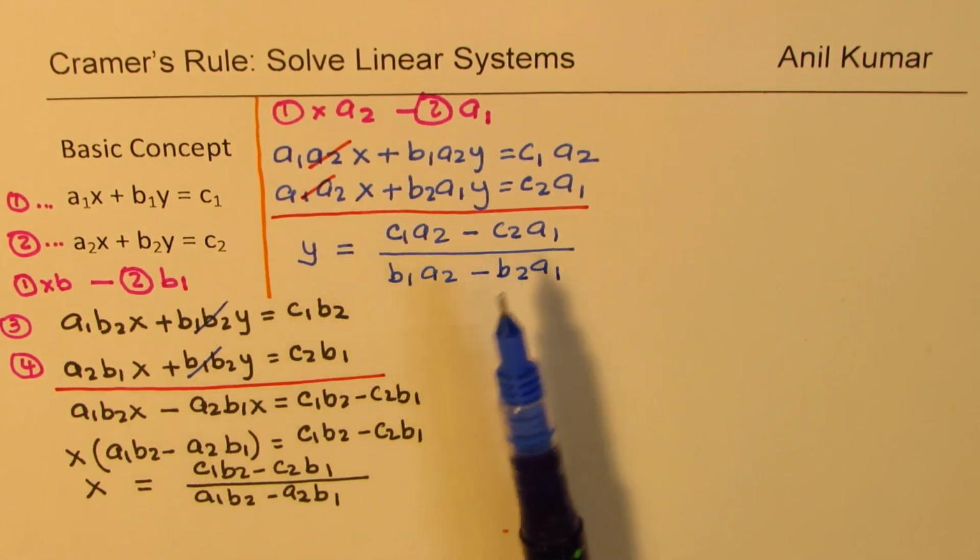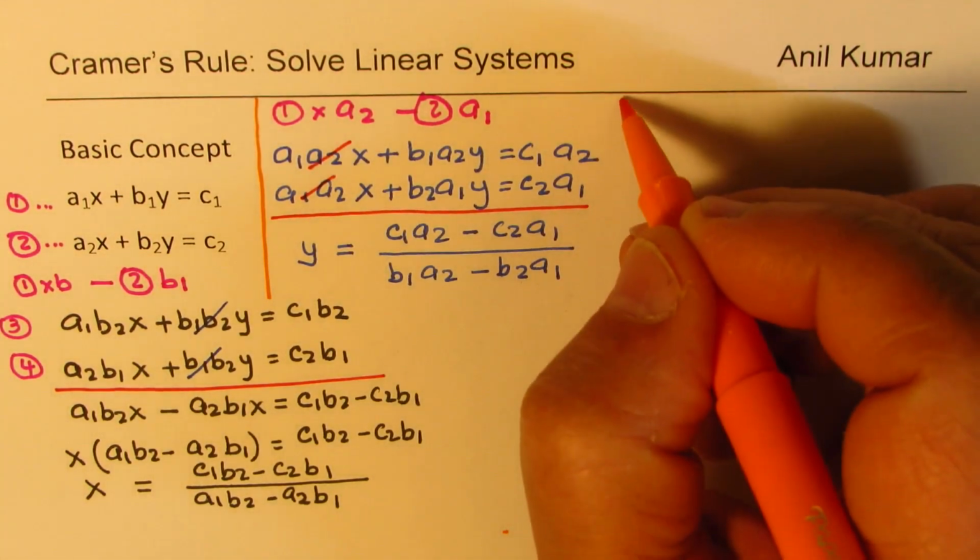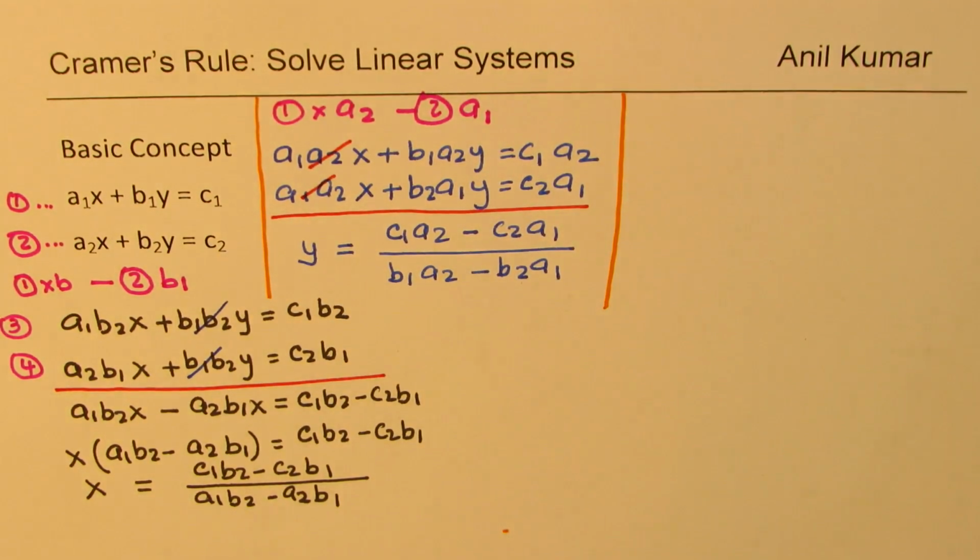So what you see here is a pattern, correct? That is made use of in Cramer's rule. And now we'll introduce the tools which can help us solve linear systems with n variables. That's the beauty of Cramer's rule. What we are going to learn now is a very interesting and powerful tool.